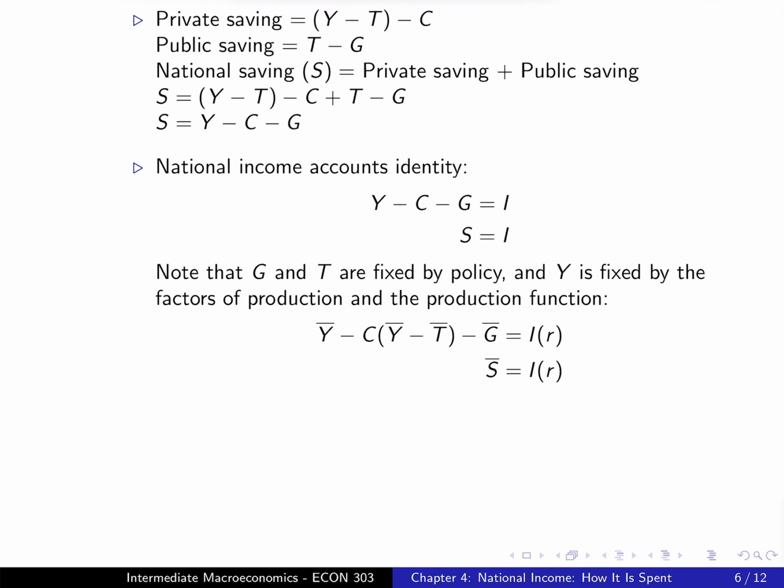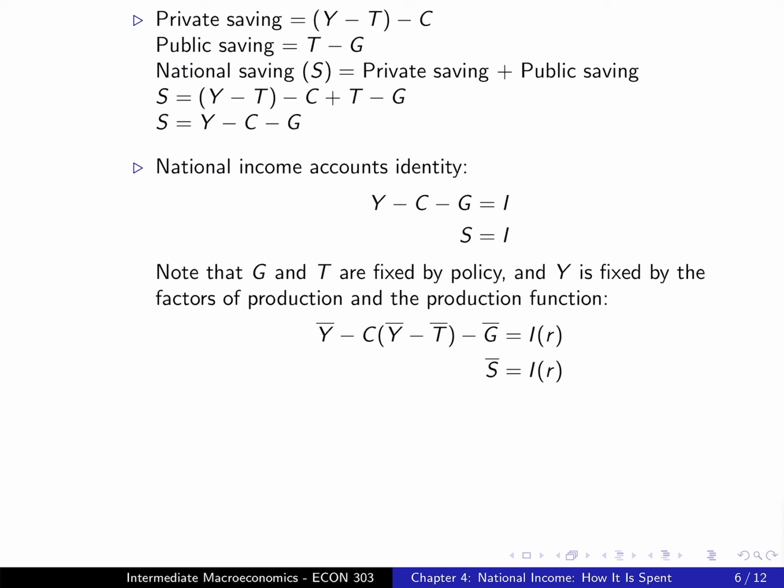Let's now walk through how savings relate to investment using the national income accounts. First, let's define the different components of saving. Private saving is the income Y that households have left after paying taxes T and consumption C. Private saving equals Y minus T minus C. Public saving is what the government saves after their spending G. Public saving equals T minus G.